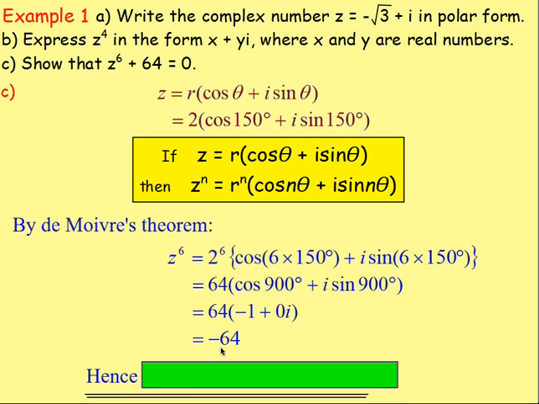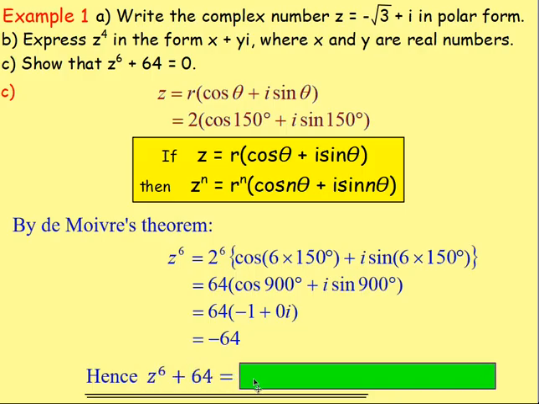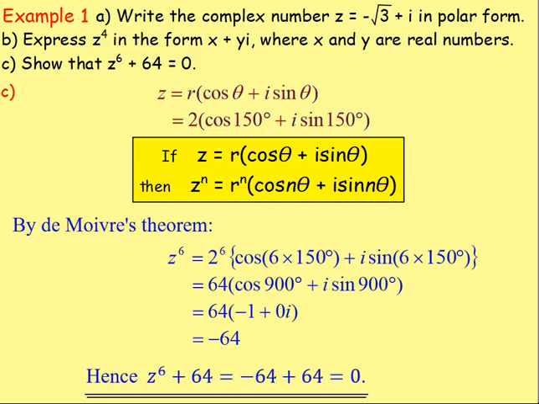So z to the power of 6 works out to be -64, meaning then that z to the power of 6 add 64 would give you -64 add 64. And that works out to be 0! Perfect. And that is us showing that z to the power of 6 add 64 gives us 0.